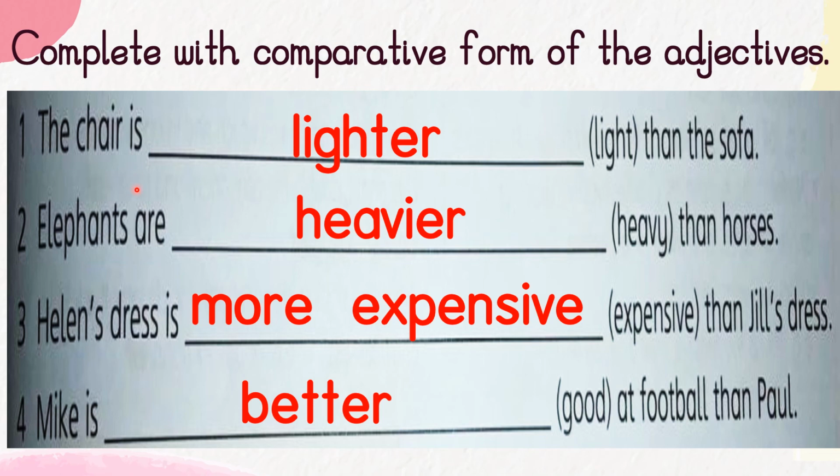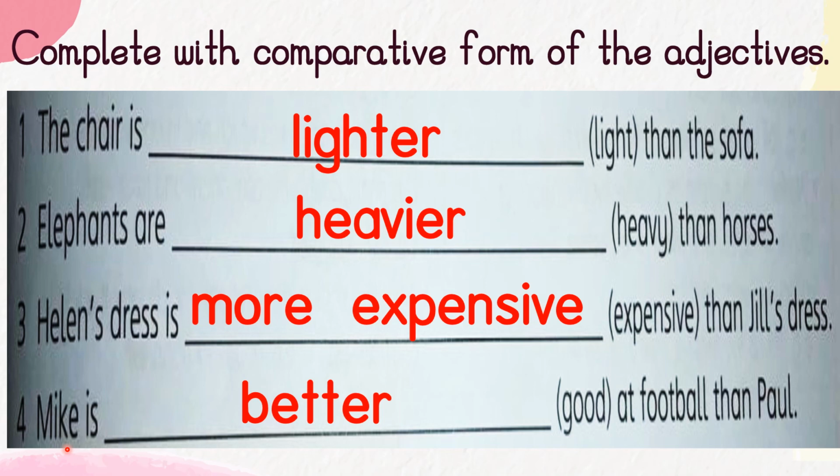Make your voice louder, class. The chair is lighter than the sofa. Elephants are heavier than horses. Helen's dress is more expensive than Jill's dress. Mike is better at football than Paul. Means the better player will be Mike.